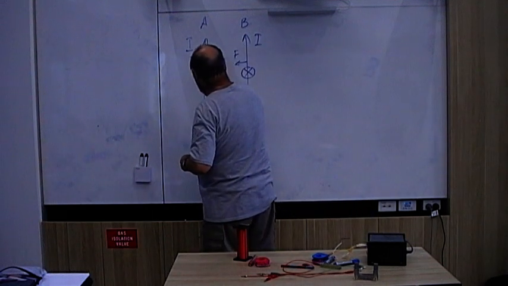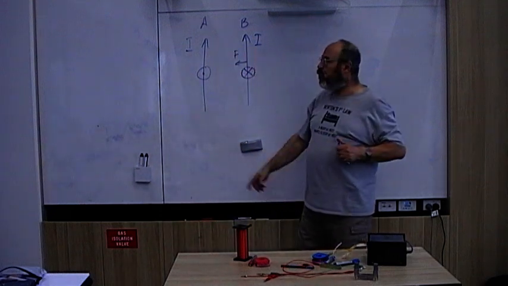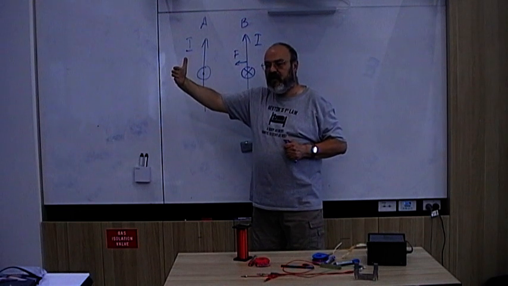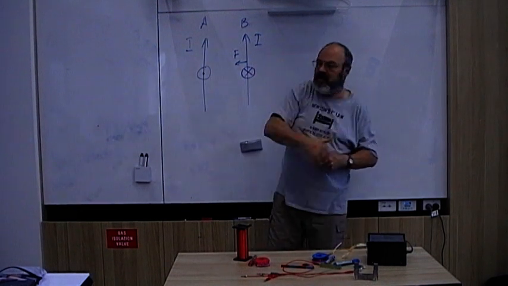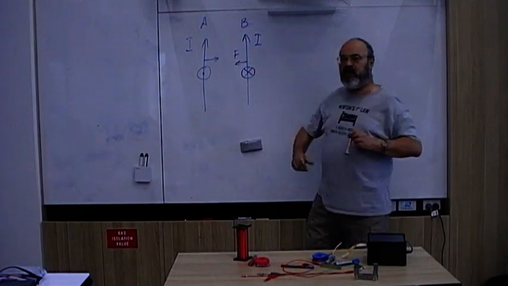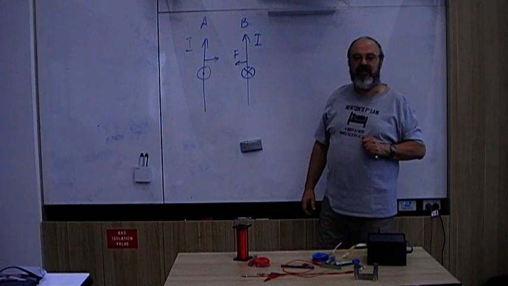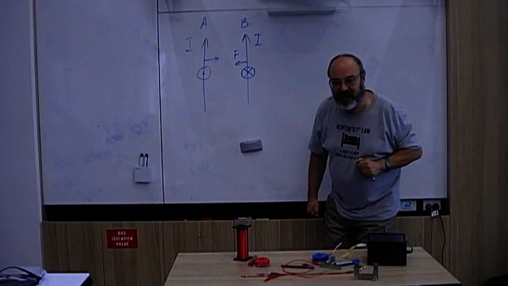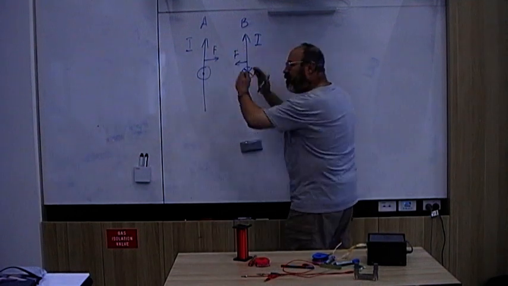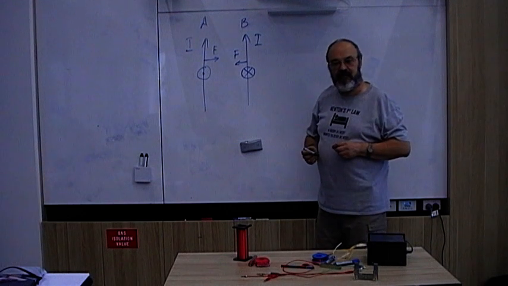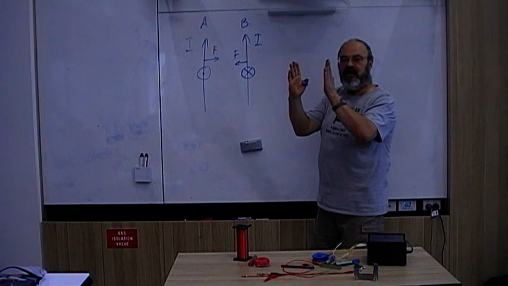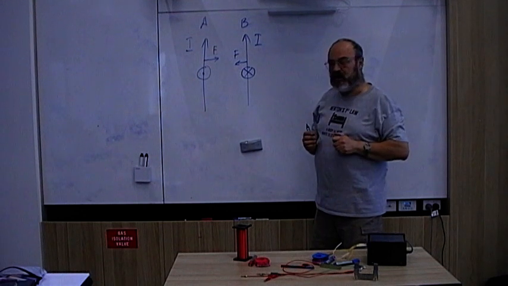Good guess. And now what will be the direction of the force acting on wire A? Magnetic field out of the page, current up, force this way. So what happens if you place two wires with the current in the same direction? What will happen with them? They attract. Two wires with the current in the same direction will be attracting.